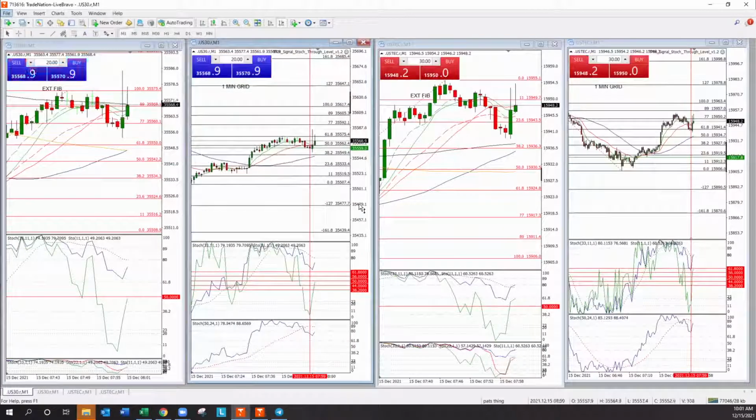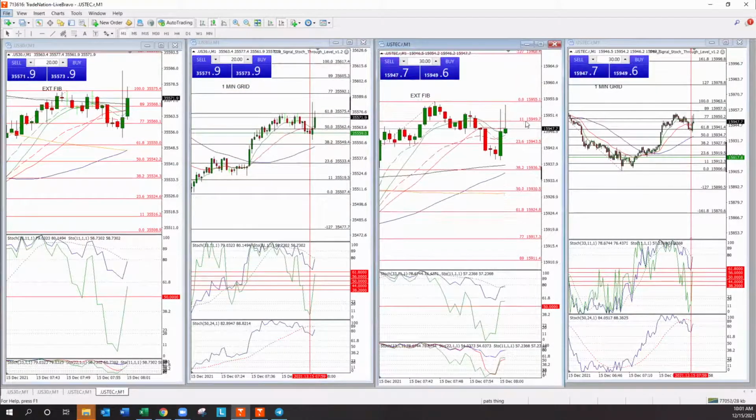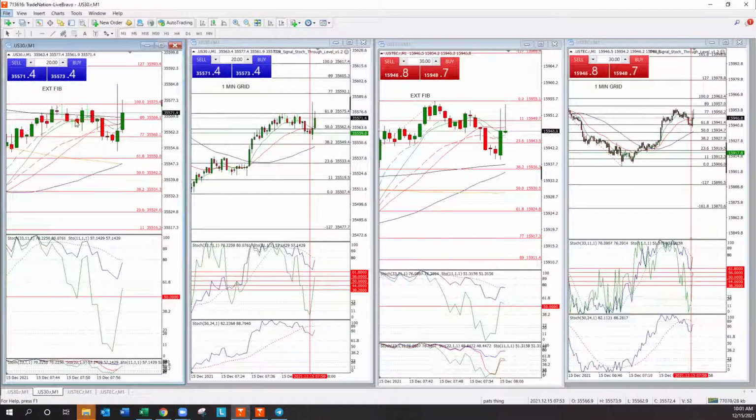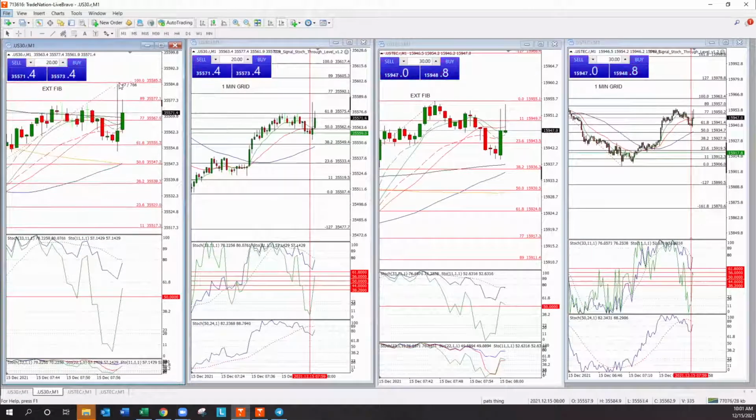Okay, no change to 1 minute grid for now. Possibility of double top on US tech. We've had this little separation. We're not going to chase that. What we are going to do is just keep moving that possible extension foot up.